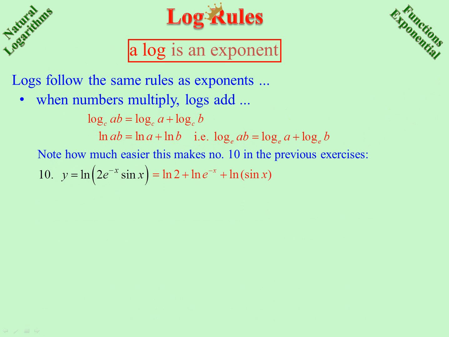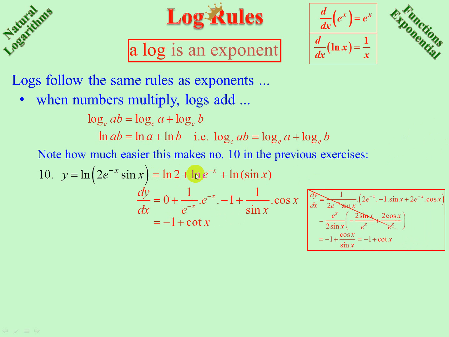So let's have a look at the previous video, which introduced logs. There we are. We differentiated that function. There, as a reminder, are the derivatives. Now we separated this. This is a product of three factors, so therefore ln plus ln plus ln. There it is there. Now to differentiate, that's a constant, so it becomes 0.